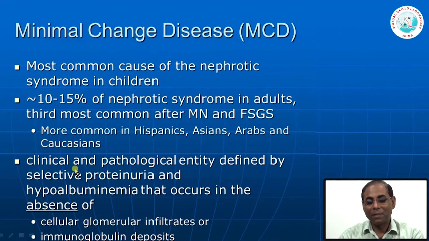It is a clinical and pathological entity defined by selective proteinuria and hypoalbuminemia that occurs in the absence of cellular glomerular infiltrates or immunoglobulin deposits. Basically, if you remember the term minimal change disease, it is itself explanatory. There is hardly any change in routine light microscopic examination of the glomeruli, and also when you do the immunofluorescence test, there is no immune complex deposit.